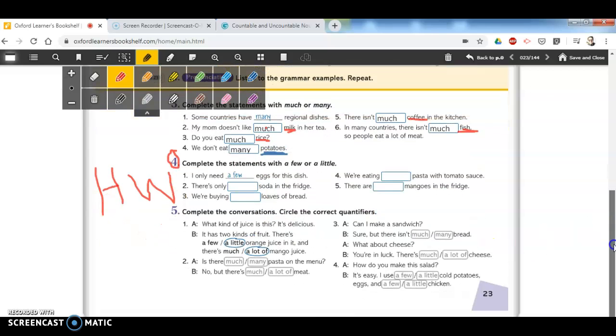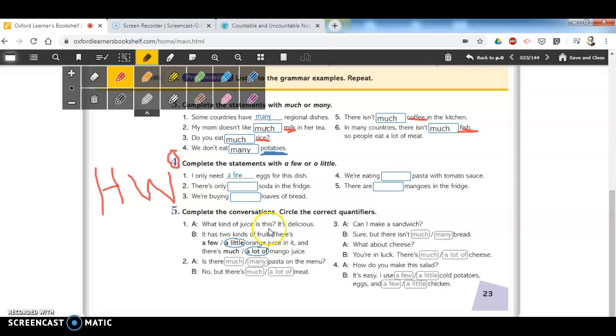Let's continue with exercise 5. Complete the conversation, circle the correct quantifiers. Okay, so I'm going to do the same thing here. I'm going to read the conversation and I'm going to look for some context to know if the sentence is in singular or if it is in plural. If it is singular, I know what kind of quantifiers I can use, the ones that you saw in red. If we're talking about something in plural, then I can use the other two.